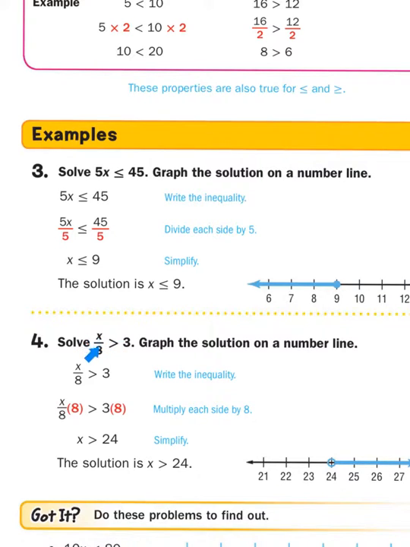To undo the divided by 8, you multiply by 8. Notice they show the work on both sides. These will cancel, and you get x is greater than 24. Greater than means an open circle, and then shade everything greater than 24.